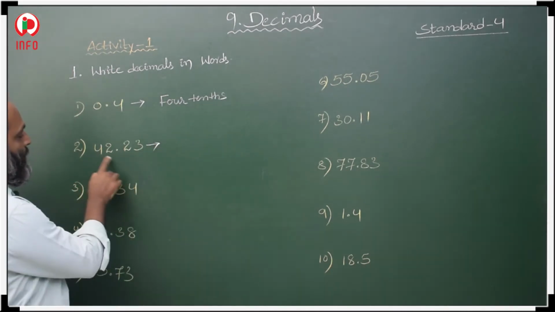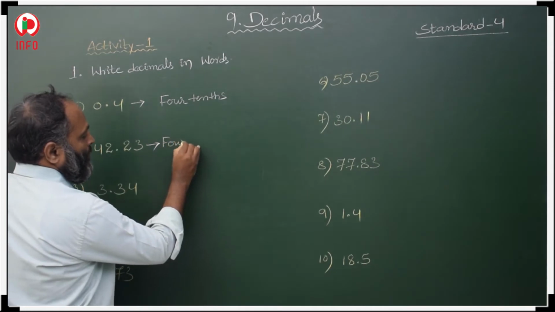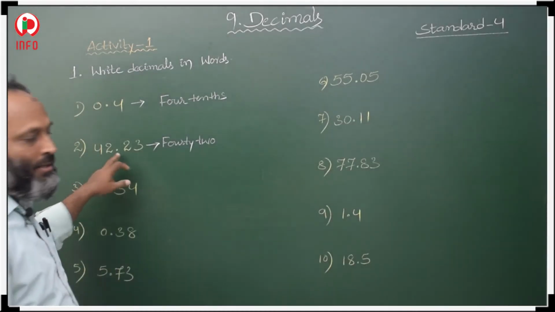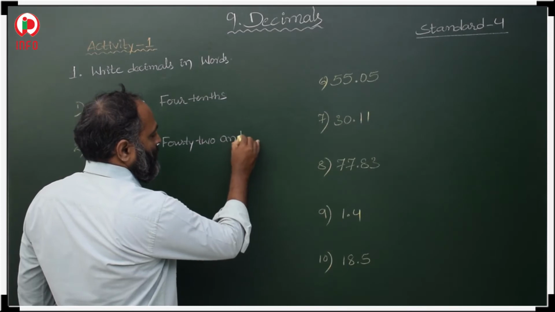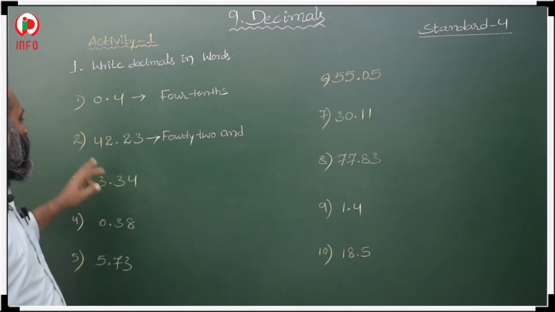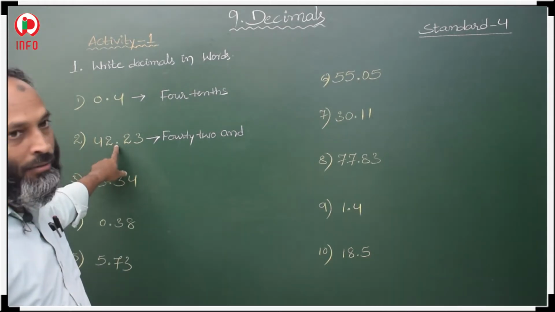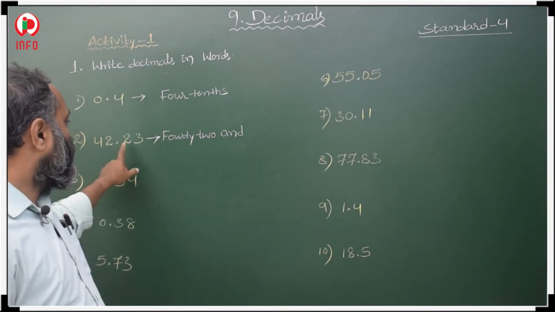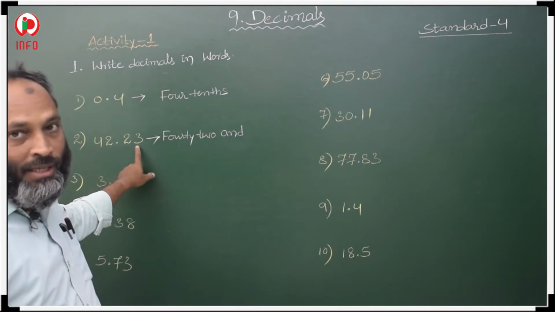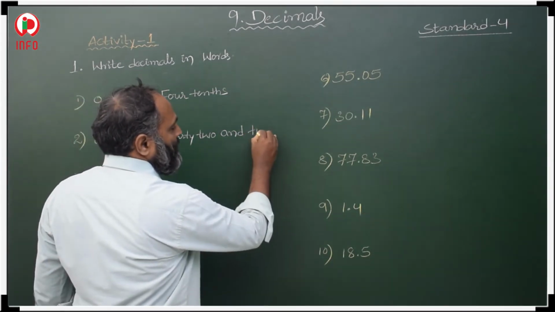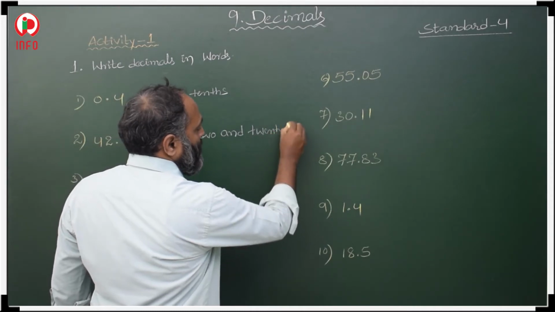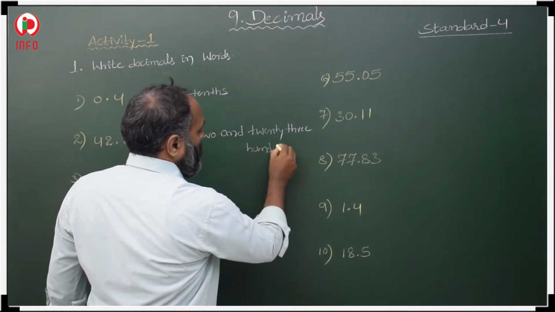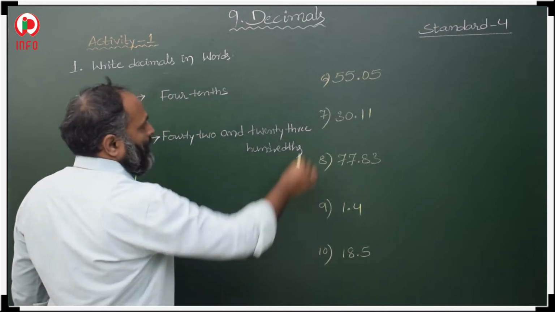Now after that, the second one. Before the decimal, 42 is there. First you have to write 42. After 42, the decimal is there, so that means we have to write "and". 42 and 23 hundredths. We have to write 23 hundredths.